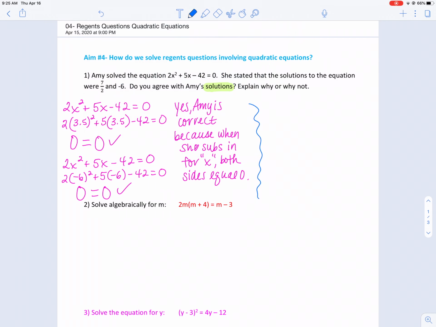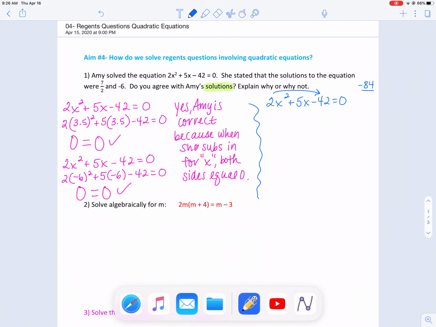Okay, so let's talk about another way you could do this. You could full-blown solve it, which I know a lot of you have been struggling with, so let me show you this. I could take the equation 2x squared plus 5x minus 42 equals 0. This is a tough one because you have no GCF. So you would have to multiply 2 times negative 42, and get negative 84. Now you want to ask yourself, name some numbers that multiply to 84. Again, not the easiest number.